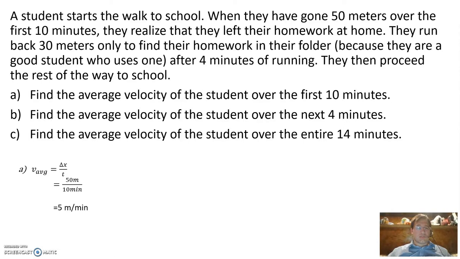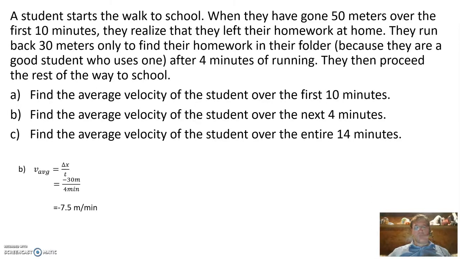Now, a special note with this one: we have just stated our frame of reference by saying that's 5 meters per minute there. We are saying that towards the school is positive, and that away from the school would therefore be negative. This will come in handy when we get to part B. When they are backtracking over the next 4 minutes, the next part should be negative 30 meters that they walked back, and that was over 4 minutes, which gives us an average velocity of negative 7.5 meters per minute.